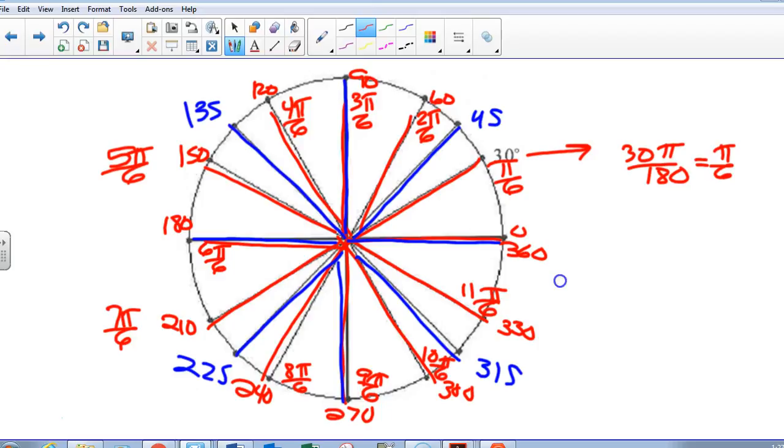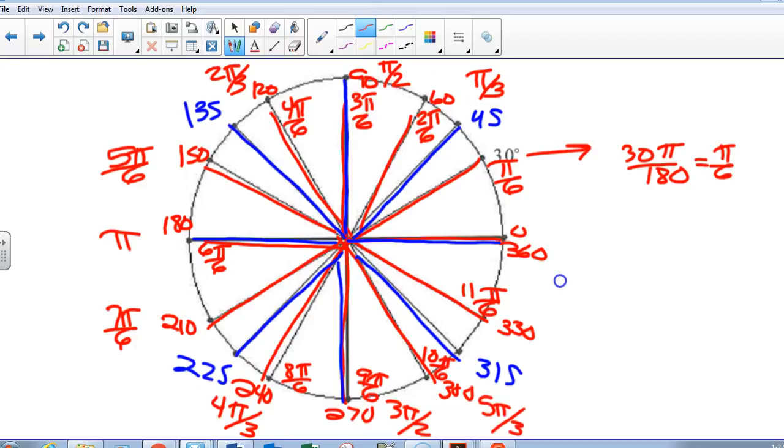2 pi over 6 is what? Pi over 3. 3 pi over 6 is pi over 2. 4 pi over 6 is 2/3 pi. 5, 6. 6 pi over 6 is just pi. 8 pi over 6 would be 4/3 pi. 9 pi over 6, anybody? 3 pi over 2. 10 pi over 6, or 5/3 pi. Alright.